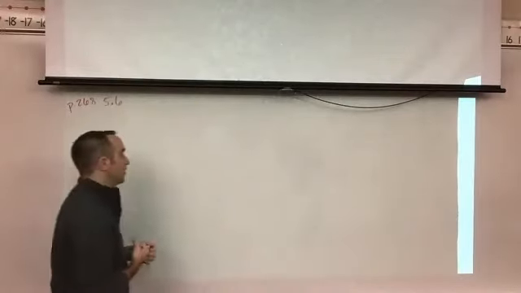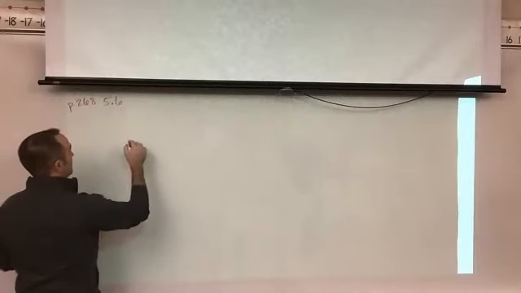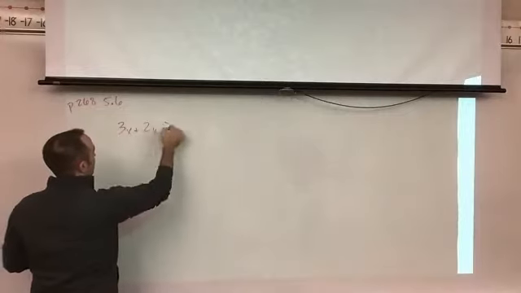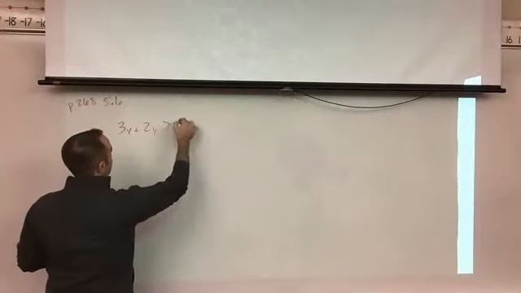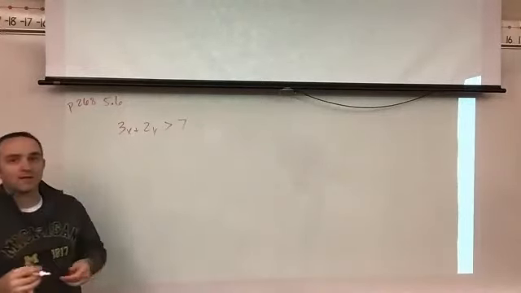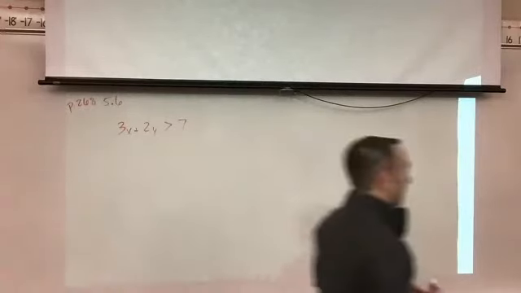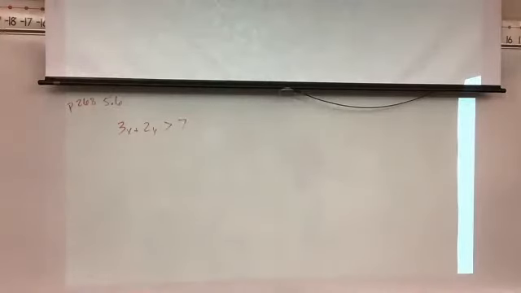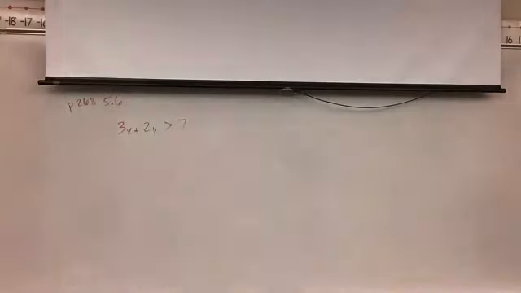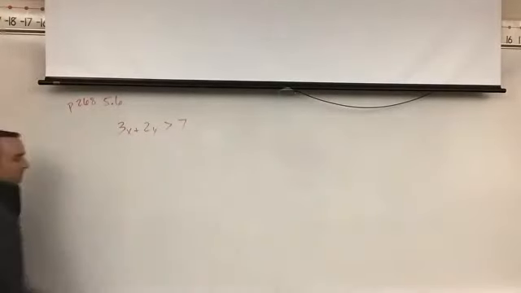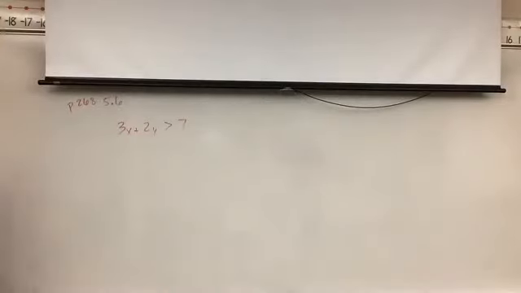So linear inequalities are going to look something like 3x plus 2y is greater than 7. This is a linear inequality where we have an x and a y in there, but instead of an equal sign, we've got an inequality sign. We're going to be graphing this today.